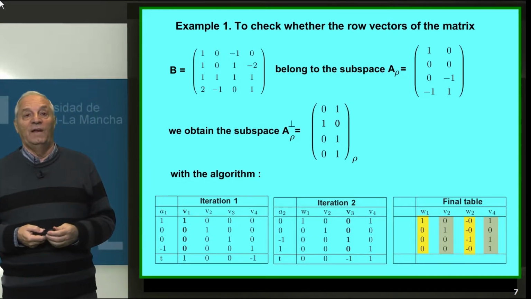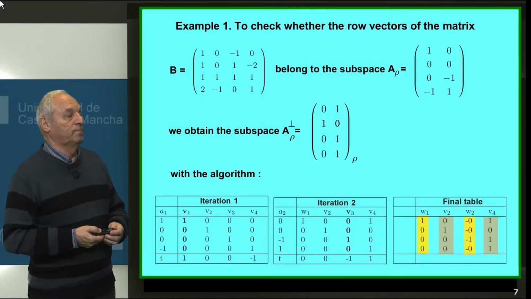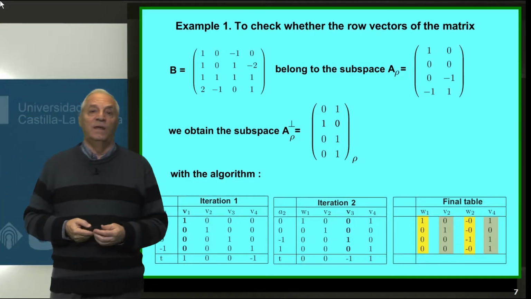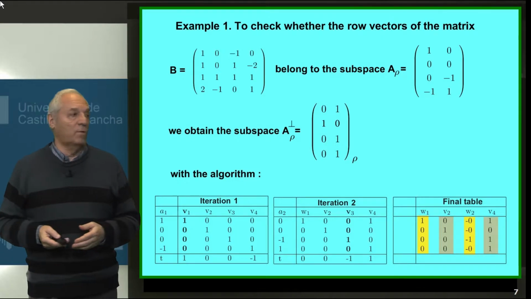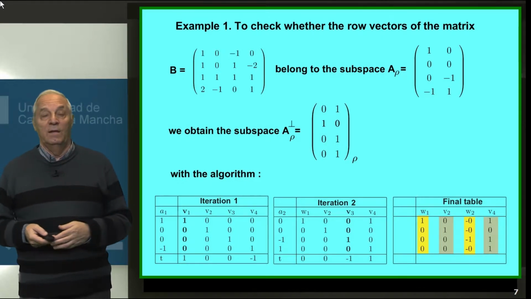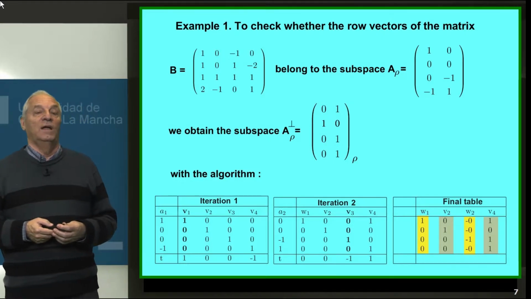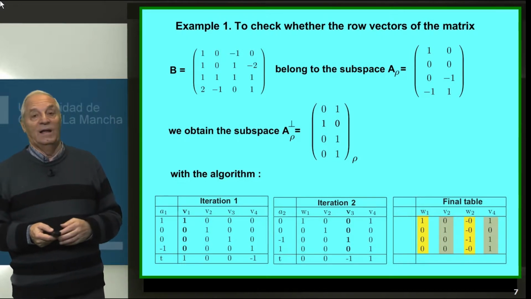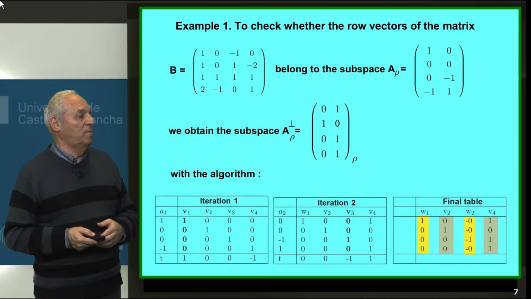So, we want to know if the row vectors of matrix B belong to the subspace A rho. What does the method tell us? The first thing you have to do is to get the subspace orthogonal to the subspace A rho. How is it done? We introduce the two column generators of that subspace, as they have been introduced in the lower part of the slide: the vectors 1 0 0 -1, and then, in iteration 2, the vector 0 0 -1 1, which are the vectors that generate the subspace.